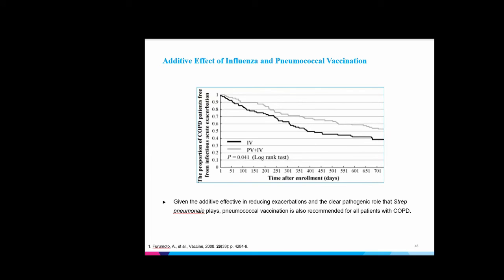So this shows the additive value of the pneumococcal vaccine, PV. That's the gray line. The gray line is the pneumococcal vaccine and influenza vaccine, where you see fewer exacerbations compared to patients who received the influenza vaccine, the darker line below. So we know from this data that the pneumococcal vaccine every 5 years plus the yearly influenza vaccine is associated with decreasing exacerbations. Next slide.